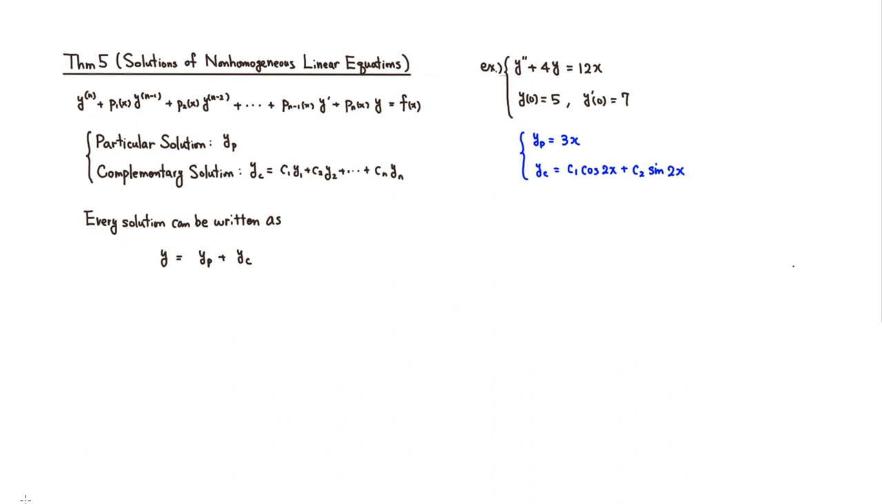Alright, let's look at Theorem 5, solutions of non-homogeneous linear equations. We have this nth order non-homogeneous linear equation. Remember that non-homogeneous means that the right-hand side is not equal to 0. Let's say we have a particular solution, which is a solution of the non-homogeneous equation.